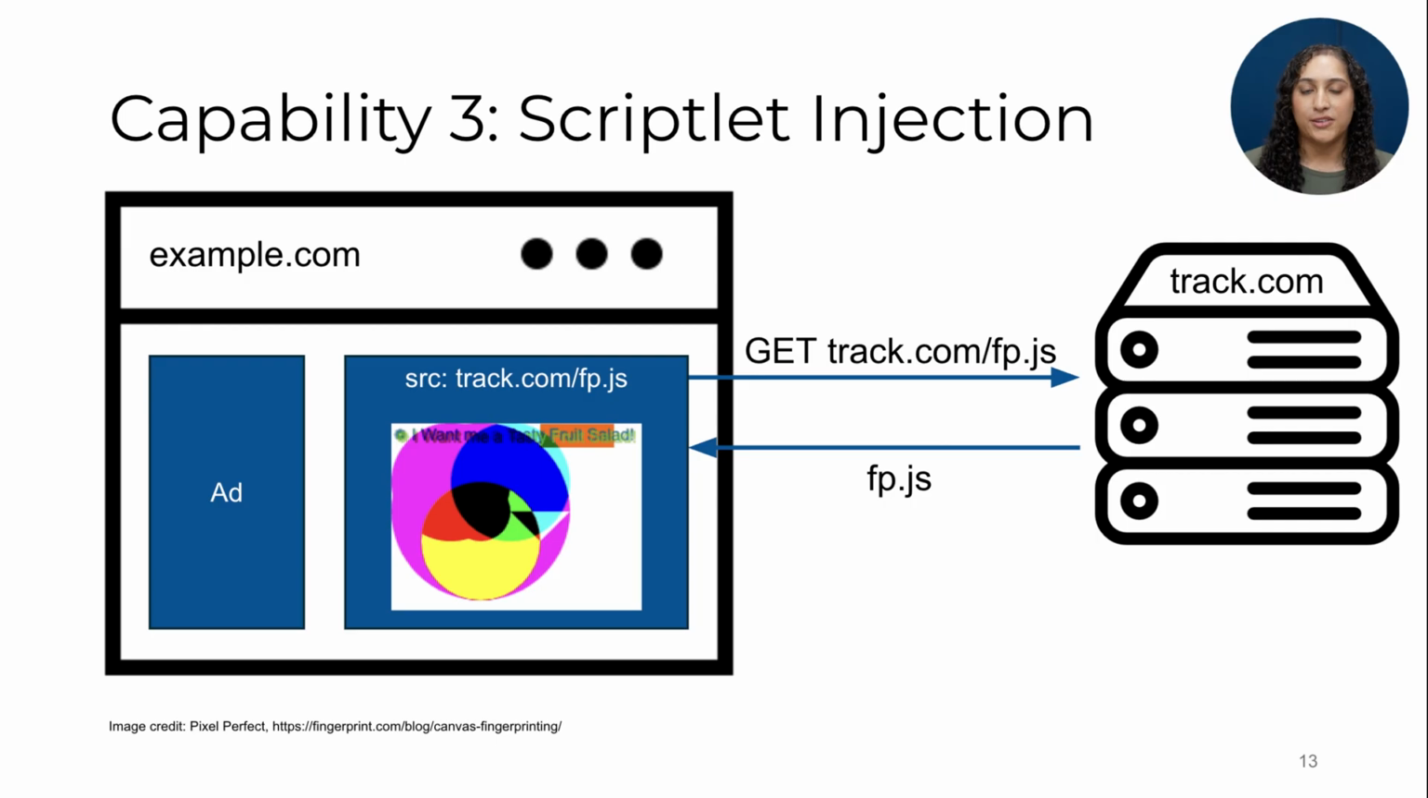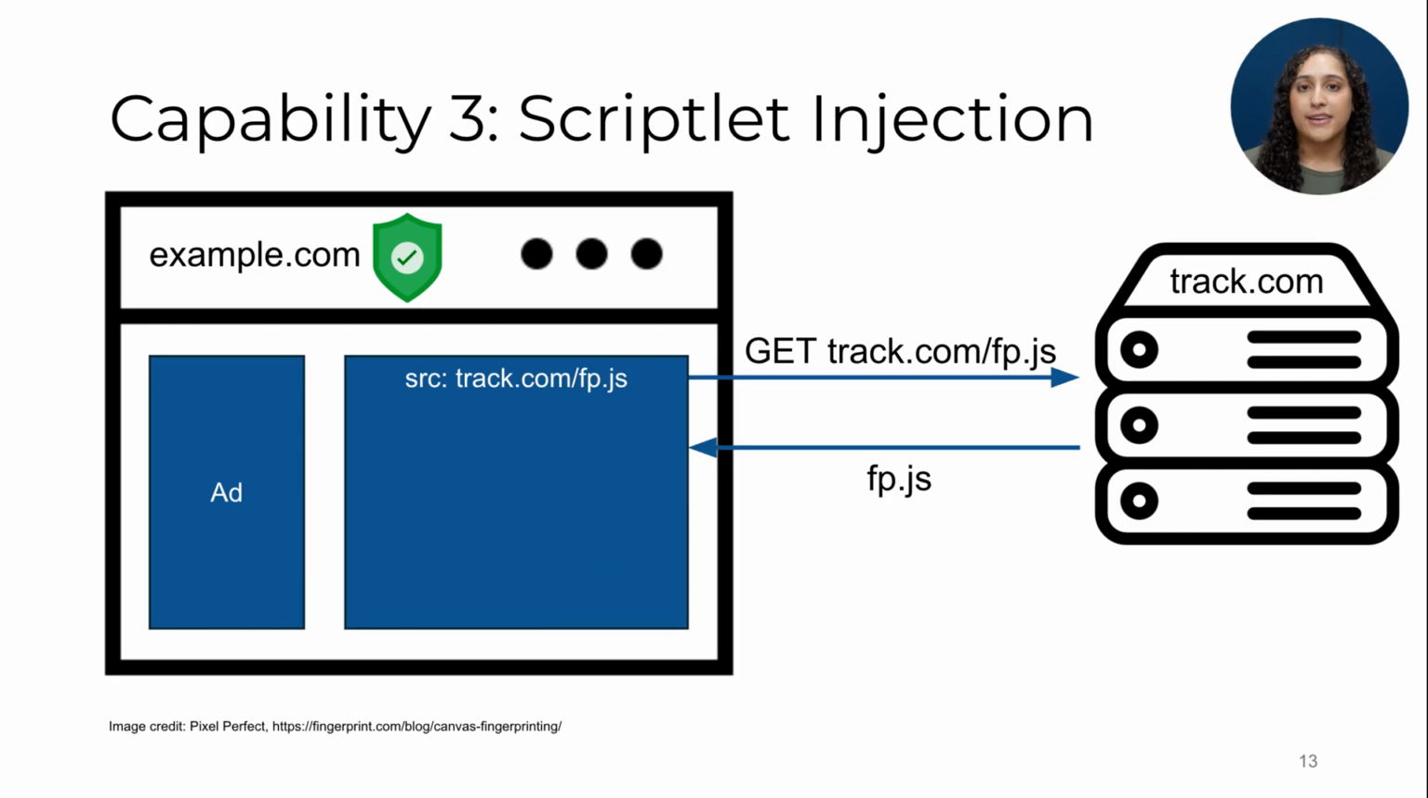The next capability is called scriptlet injection. Scriptlets are pieces of custom JavaScript code that these content blockers inject into the page. So scriptlets can do a variety of things. They can remove cookies, they can disable access to certain JavaScript APIs. And so in this case, we could prevent access to the Canvas API and therefore prevent Canvas fingerprinting from taking place.